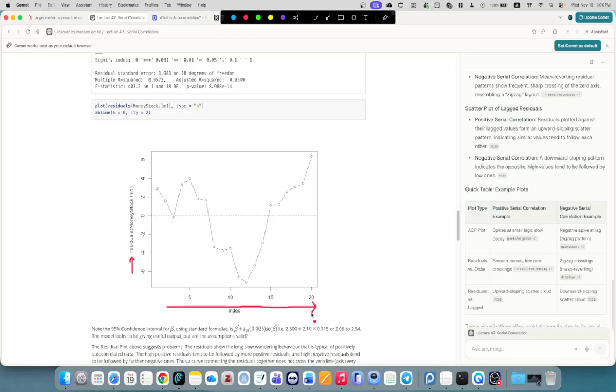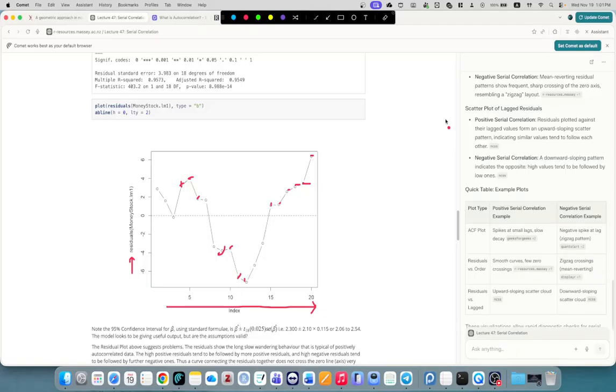For positive correlation, a high value of residual will be followed by a high value of residuals. Some sort of like this. A high value of residual will follow a high positive residual. Same as the negative one: a high negative residual will be followed by negative residuals. So this is an example of positive serial correlation.